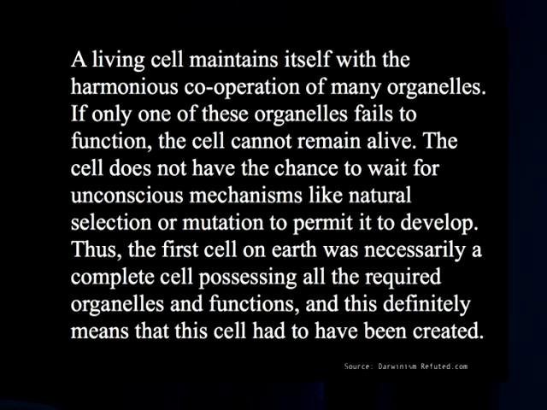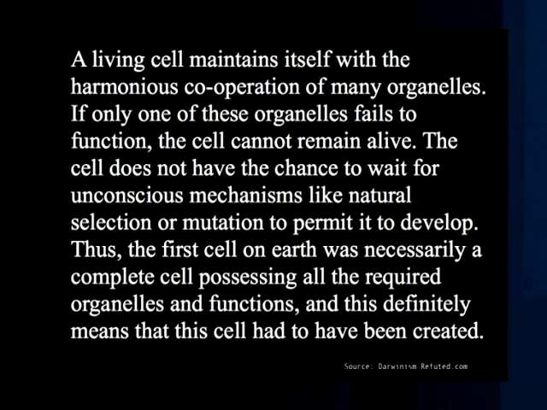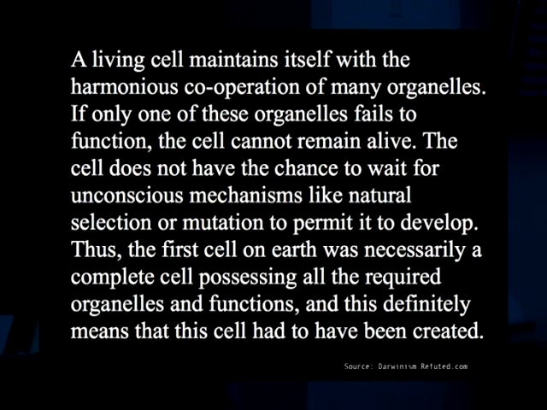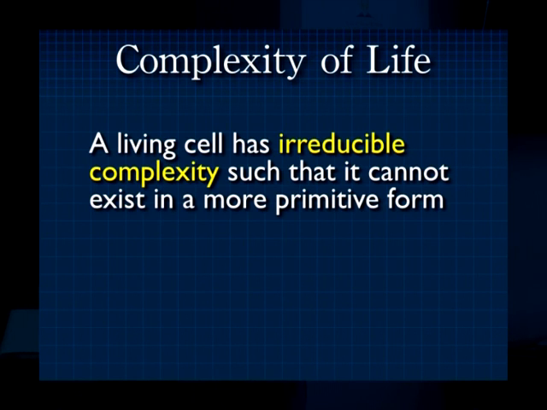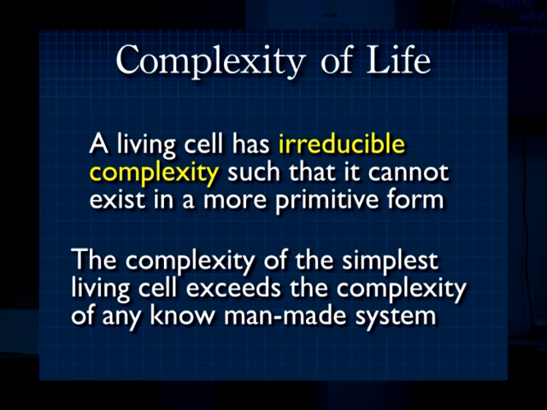The cell does not have the chance to wait for unconscious mechanisms like natural selection or mutation to permit it to develop. Thus, the first cell on Earth was necessarily a complete cell possessing all the required organelles and functions, and this definitely means the cell had to have been created. Another way to say it is, if you look at the complexity of the human cell, or any single cell, it has such irreducible complexity that there is no way it could have evolved to the point of its own existence.